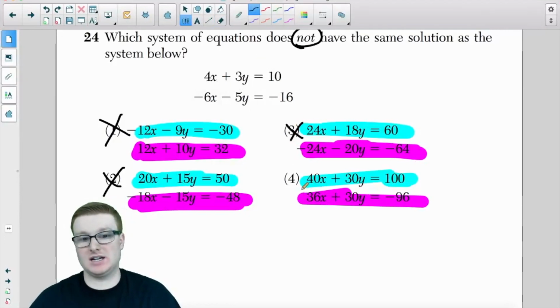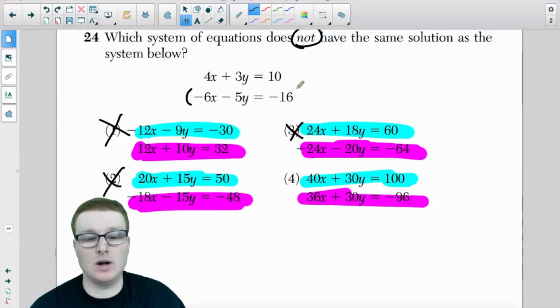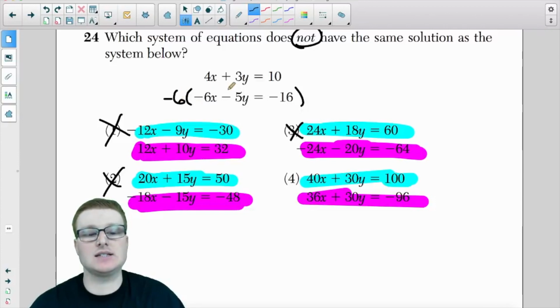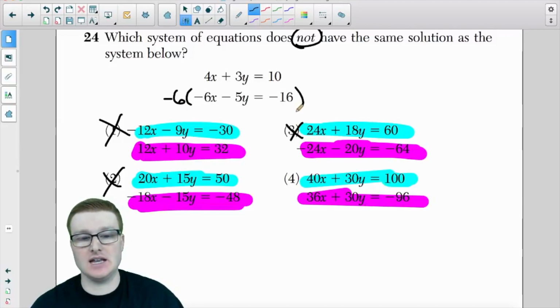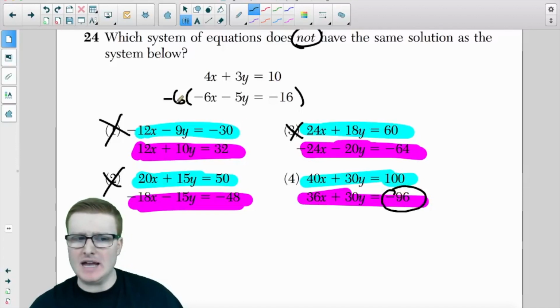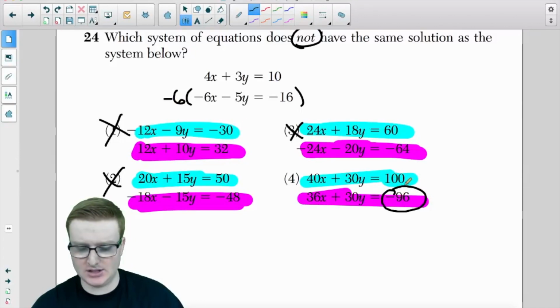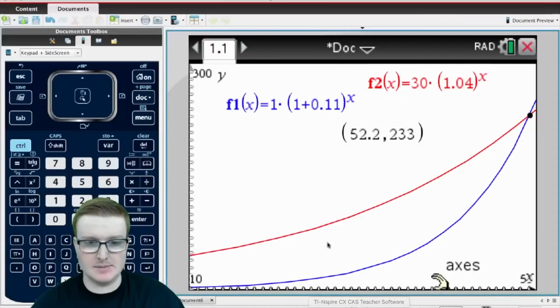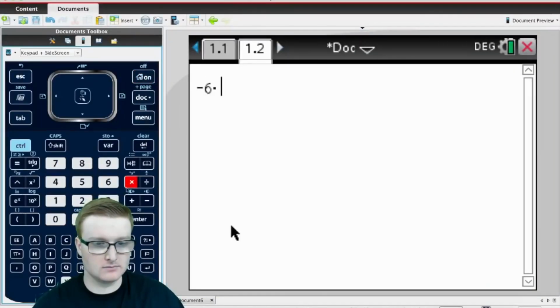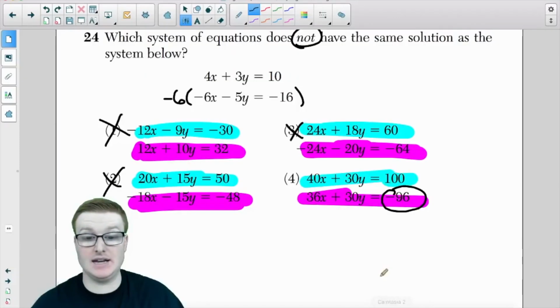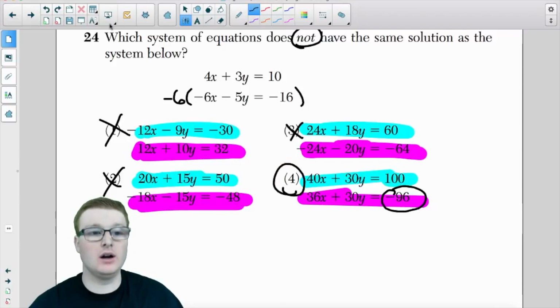Let's make sure choice 4 is incorrect. Negative 6 times what gives you positive 36? Well, that's just negative 6. Okay. Negative 6 times negative 6 gives you 36. Good. Negative 6 times negative 5 gives you 30. Good. Negative 6 times negative 16. Uh-oh. Negative 96? A negative and a negative should give you a positive answer. A negative 6 times a negative 16 should be positive 96. They decided to make that negative on you. So that's why your answer is choice 4 for that question.